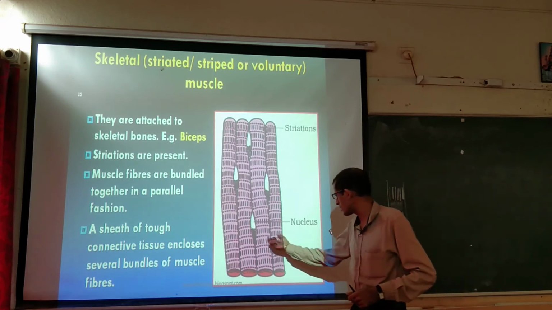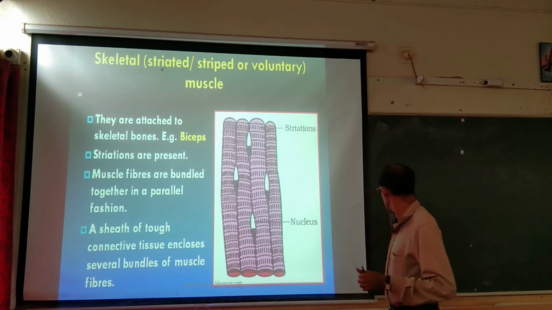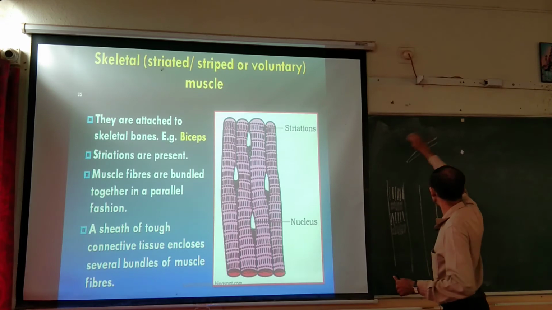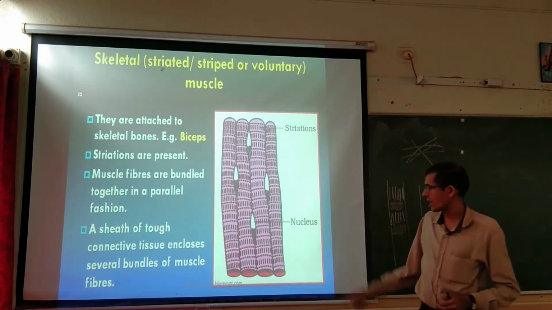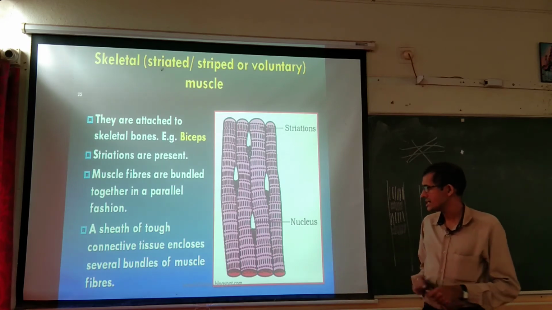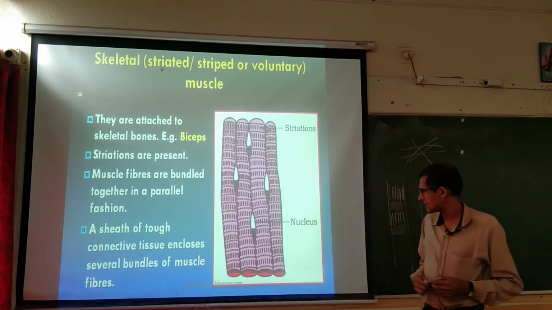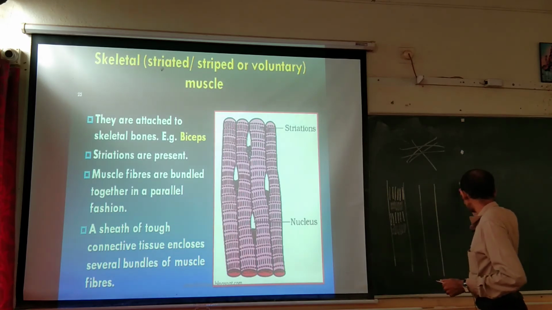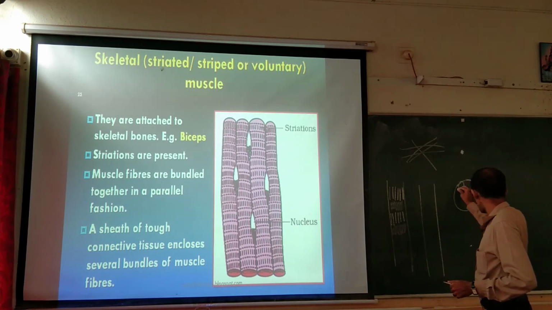We see it in a group. And it is in parallel fashion, not haphazard. So it is arranged parallelly, it is not like this, it is parallelly arranged. And a sheath of tough connective tissue encloses several bundles of muscle fiber. Tough connective tissue holds them together in a group, it forms a group. So in one group we call it muscle fascia, group. In that we can observe, if you take a TS it looks like this.